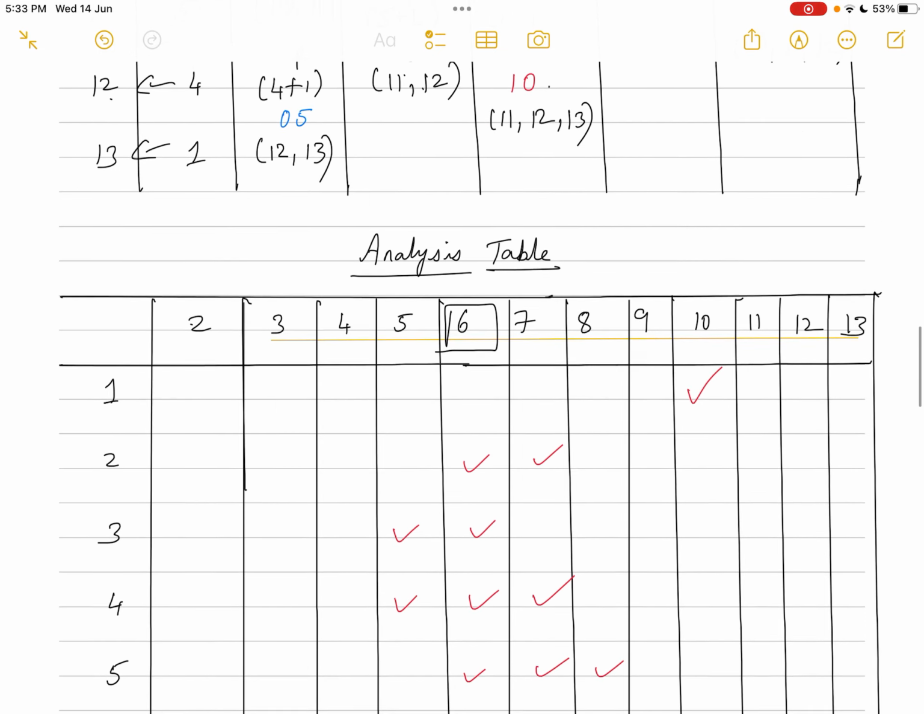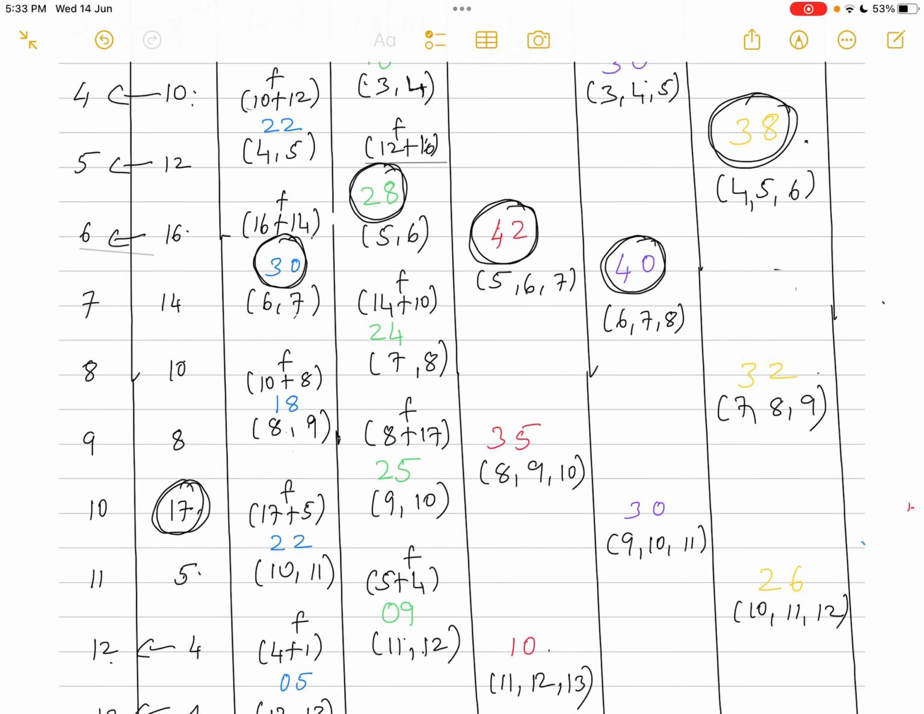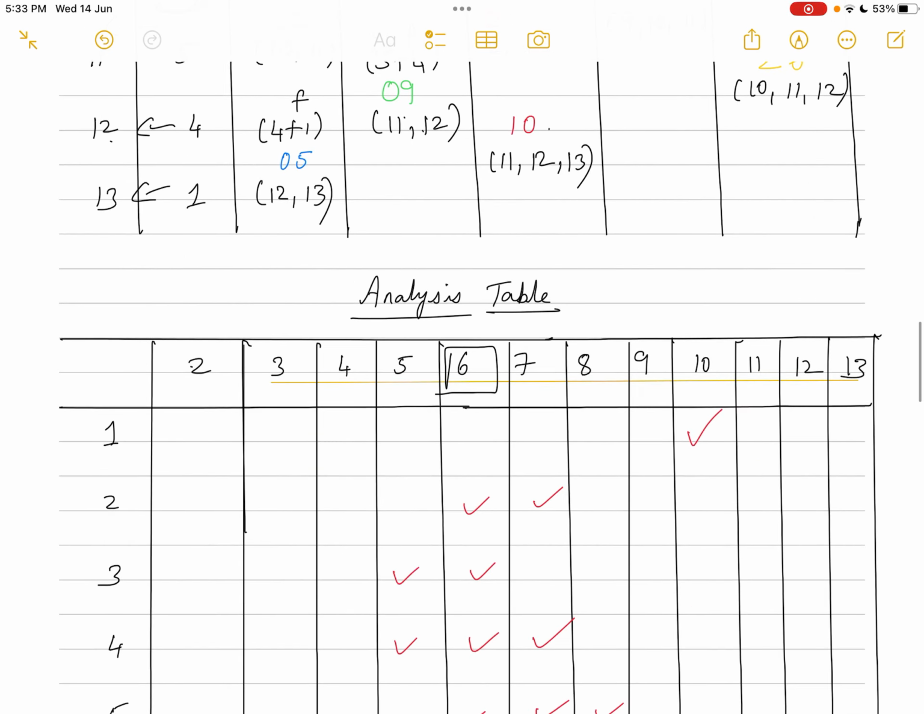Now in column 1, you have marked the highest value, isn't it? As far as this answer is concerned, you have marked 17 as the highest. 17 is the highest, corresponding to which x value? Corresponding to 10, isn't it? So when you are writing the analysis table, corresponding to 10, put a tick mark. In column 1, the highest value appears at x value 10, so put a tick mark there.